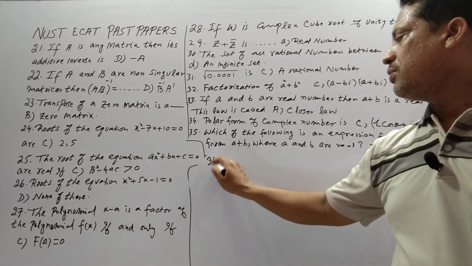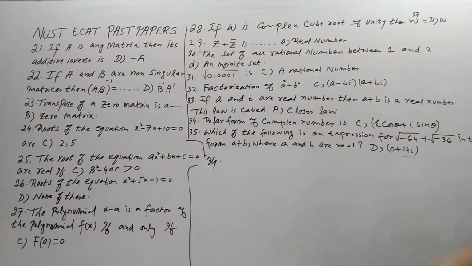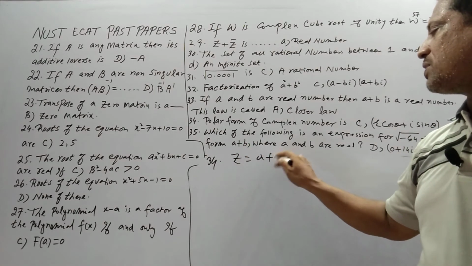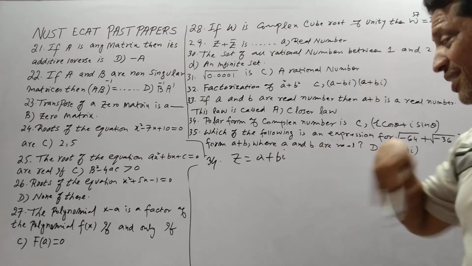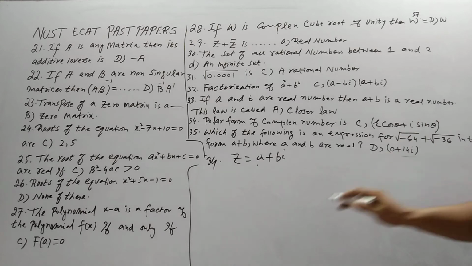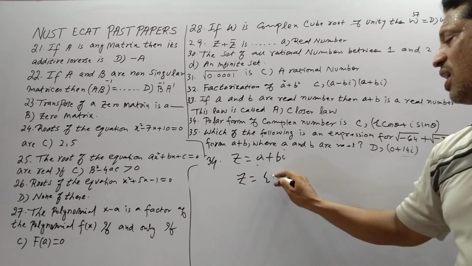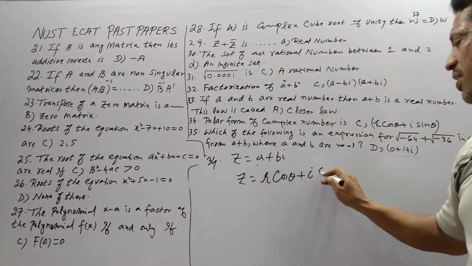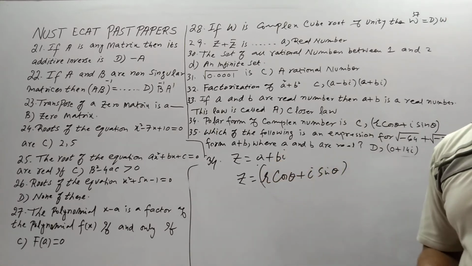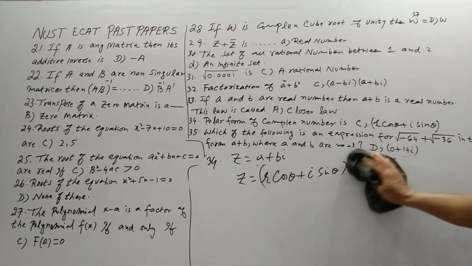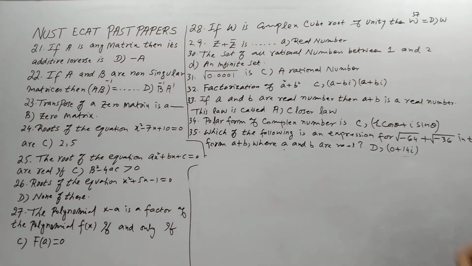34. Polar form of complex number. Students, a complex number is represented by a plus b iota. But there is another representation of a complex number which is called the polar form. The polar form of a complex number is r cos theta plus iota sin theta. You must keep this formula in your mind. This is called the polar form and the other is called the normal form of a complex number. So the correct option is option number C, r cos theta plus iota sin theta.